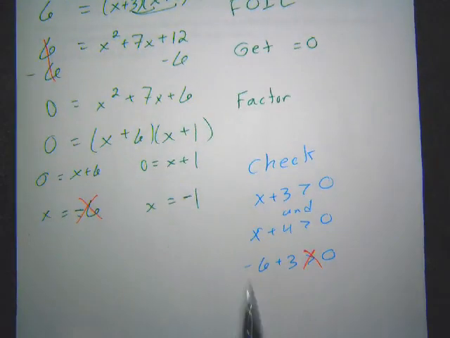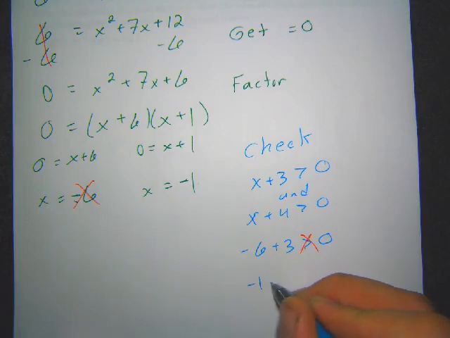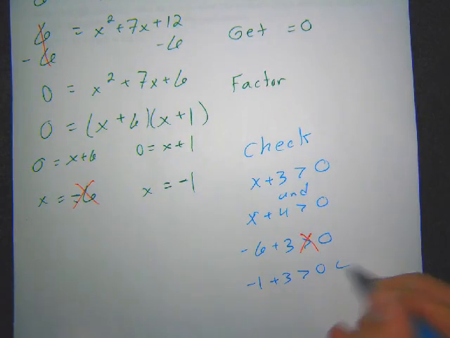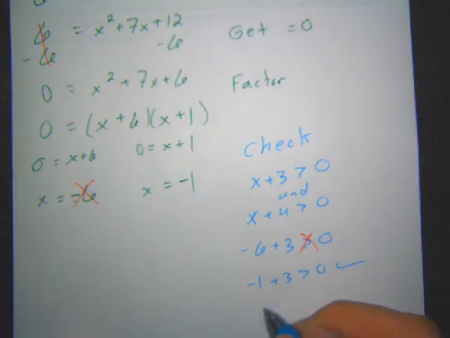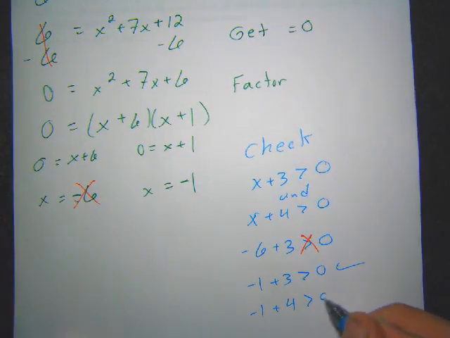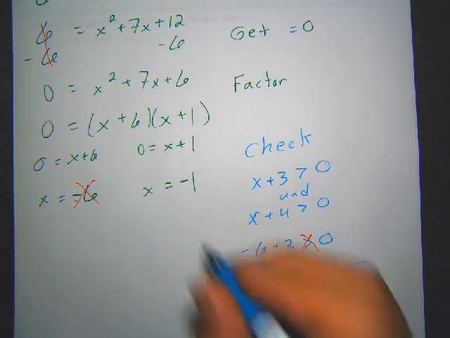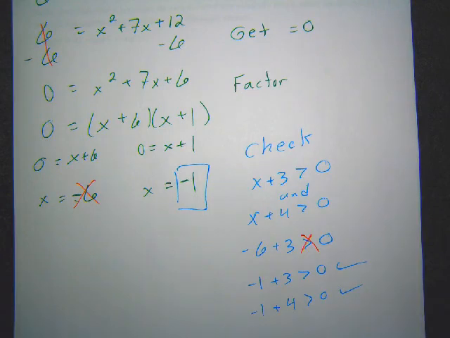If I try negative 1, this one's fine, right? Because negative 1 plus 3 is bigger than 0. That checks out, right? Negative 1 plus 3 is 2. Negative 1 plus 4 is bigger than 0. That checks out because that's 3. So this one actually works for either, so this one is good.